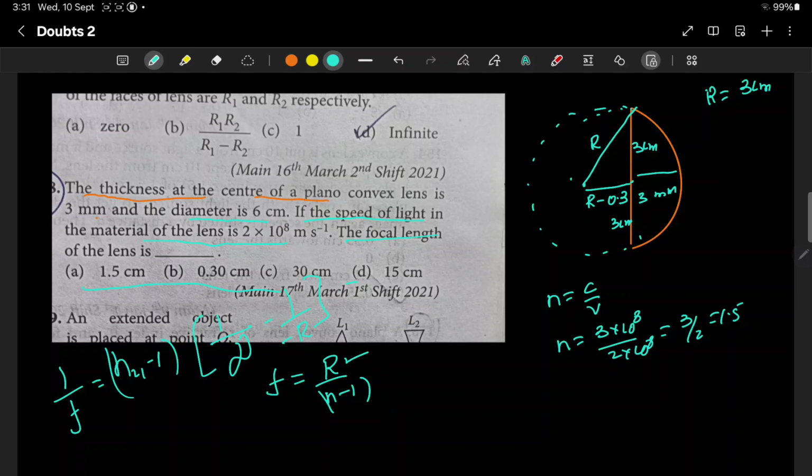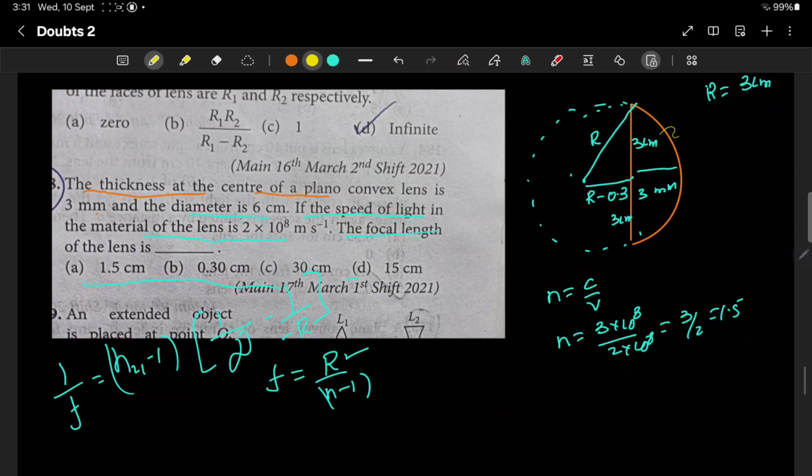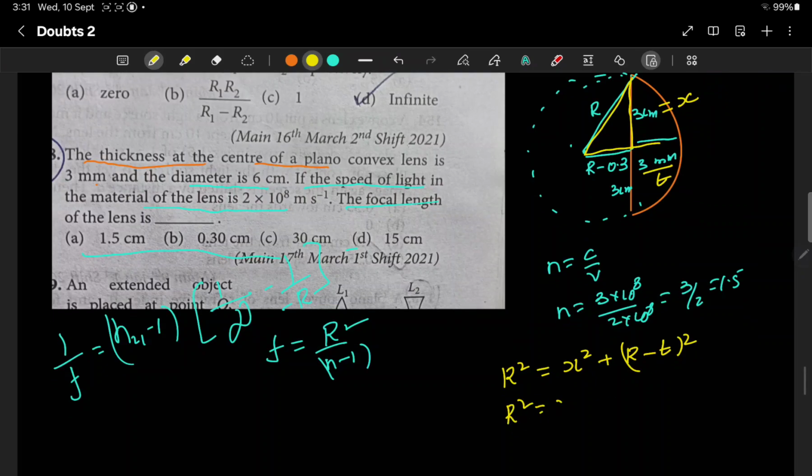Now this r is unknown, but to find that r only they have given the detail of this 3 and 3, so we can make use of it. For deriving that we can use some symbols. Let me make this as x, and let me make this as t. And here you can see I have one triangle. In this triangle, if I apply Pythagoras theorem, I'll get r square is equal to x square plus r minus t whole square. So r square is equal to x square plus r square plus t square minus 2rt. This is what I'll get.